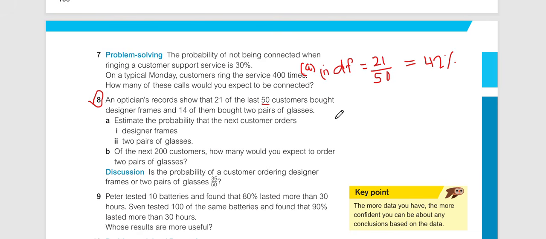1. Alright, 2 pairs of glasses. I'll write 2 pairs. 2 pairs, how many have bought 2 pairs? 14 upon 50. And what's going to be the percentage? It's going to be 28. Very good. 28%.